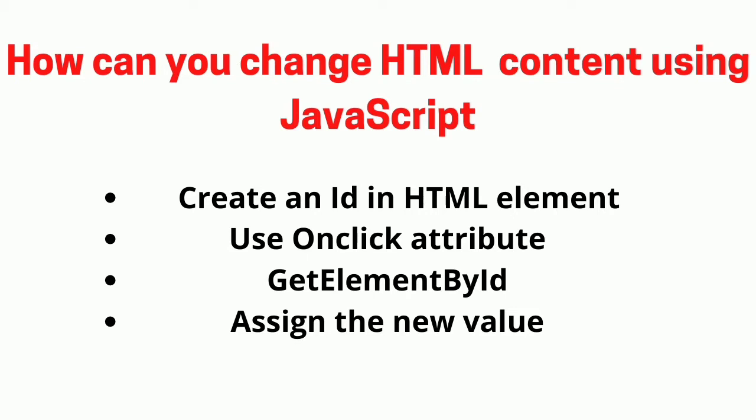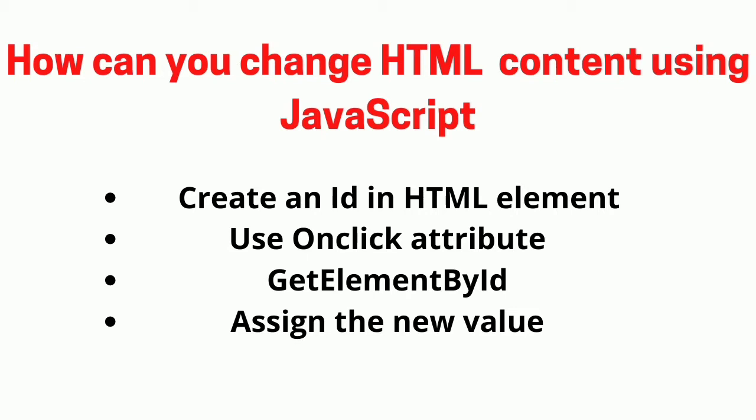The second one is to use an onclick attribute. So we create, for example, a button, and we put in the button an onclick attribute. The third one is getElementById. So we just grab the element by the name we put in the ID. Okay, and the last one is to assign the new value that we want.